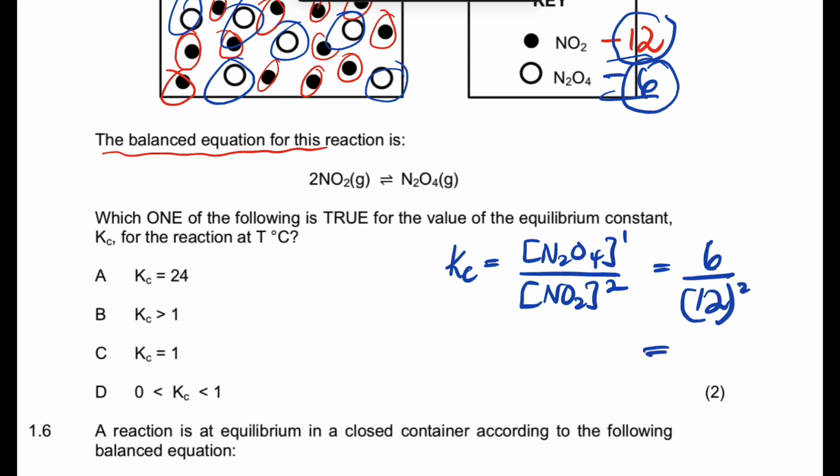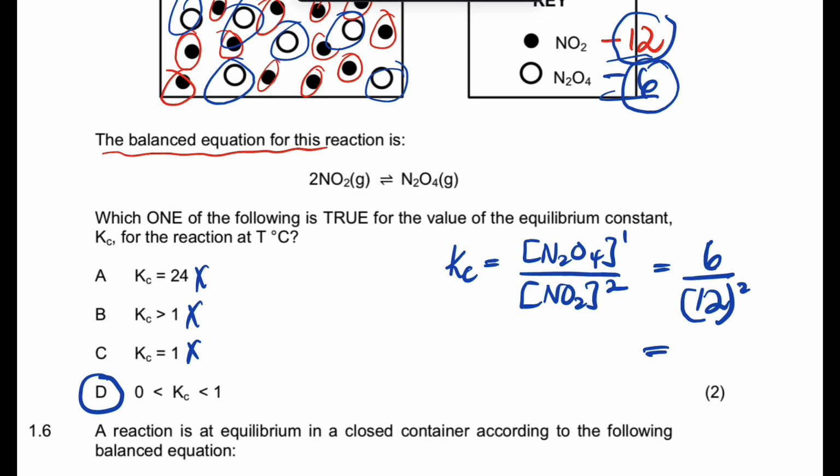So if you punch this in the calculator, you'll get a value that is less than 1. So the value is not equal to that. It's a value that is less than 1. So the answer is going to be D there, right? If you do the calculation there.